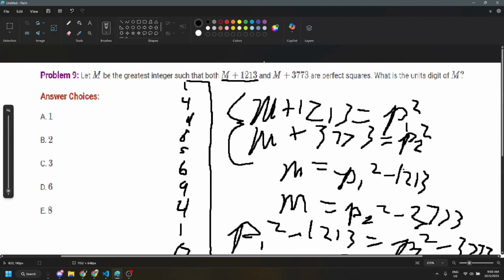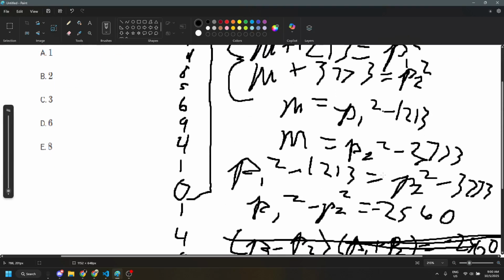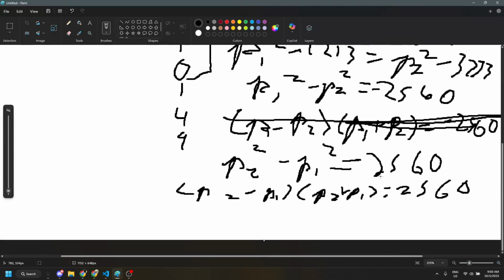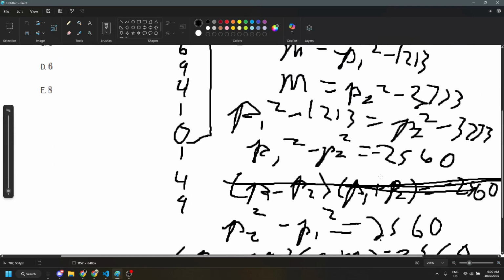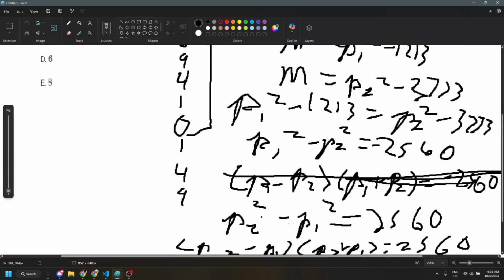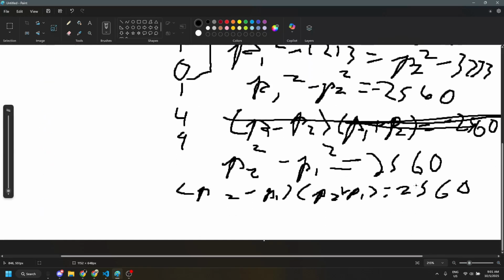Okay. I was going to say just replace these two and put them in here, but that just equals 2560 is equal to 2560, so that wouldn't work. So two perfect squares that when you take one subtracted by the other and take them added together equals this.